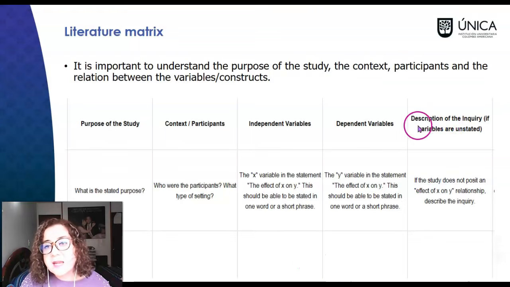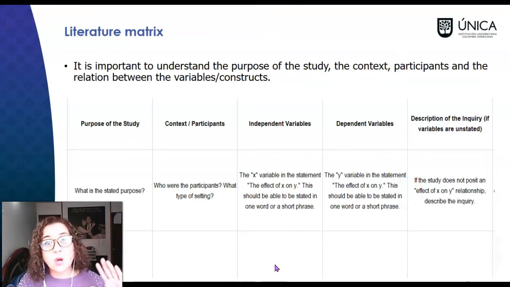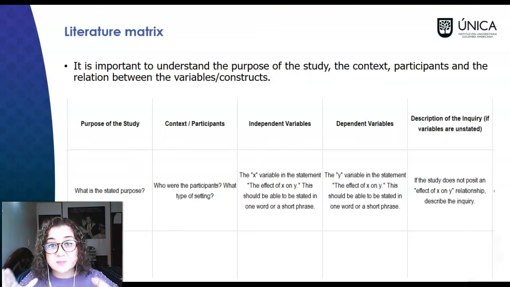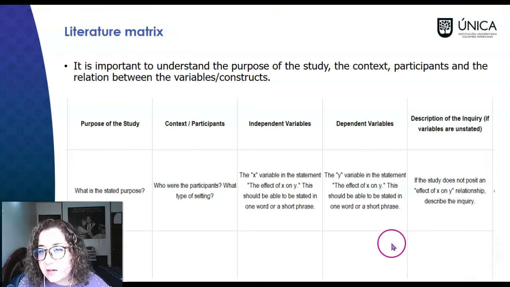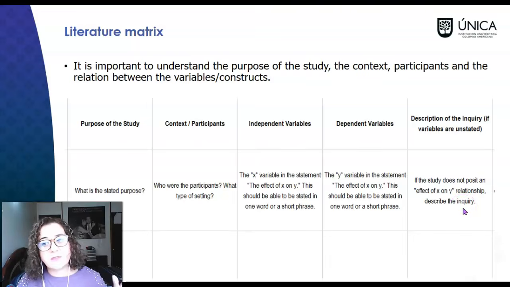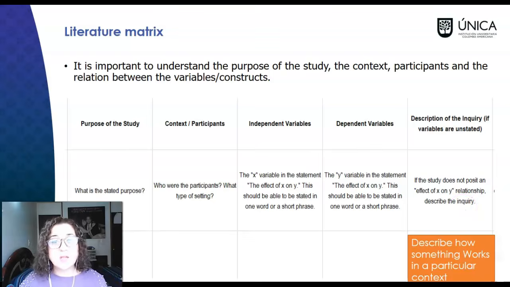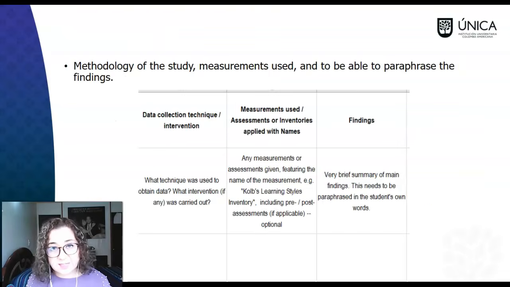So then in here, you're going to fill out the following column, the next column, not the independent, dependent variables one. So as you are understanding, sometimes this might be empty and the other one will be filled out and vice versa. So here, if the study does not posit an effect of X on Y relationship, describe the inquiry. So describe how something works in a particular context. So for example, the use of blogs in a high school in Bosa Libertad. Something like that. It's just a descriptive study where they want to see how something functioned or worked in a particular context.